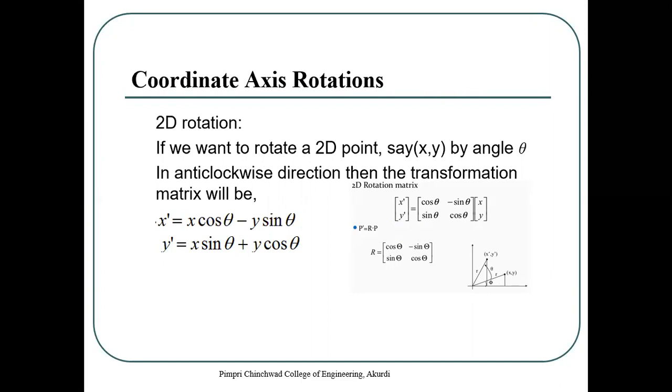In the 2D rotation, as this represents the matrix operation, after applying this rotation matrix to the original vector, we'll get the equations x dash equal to x cos theta minus y sin theta and y dash equal to x sin theta plus y cos theta. And the equation that is represented here is p dash equal to r dot p.